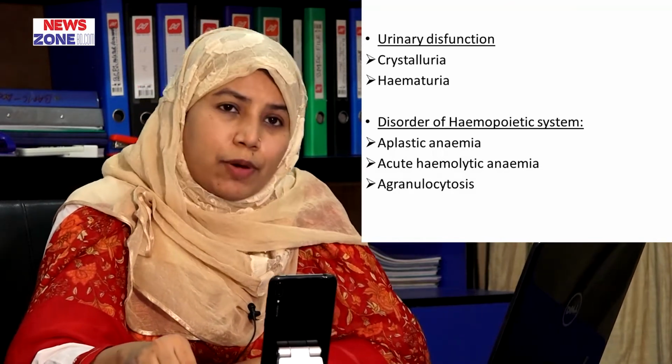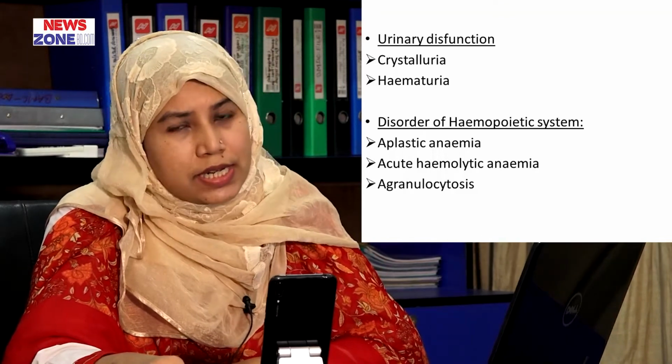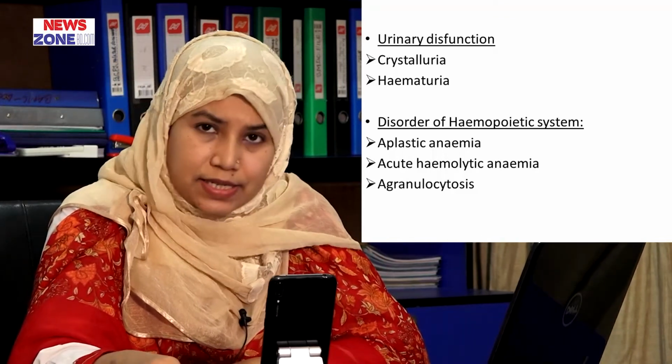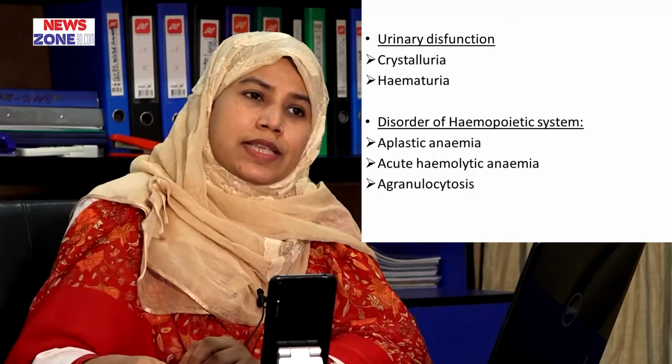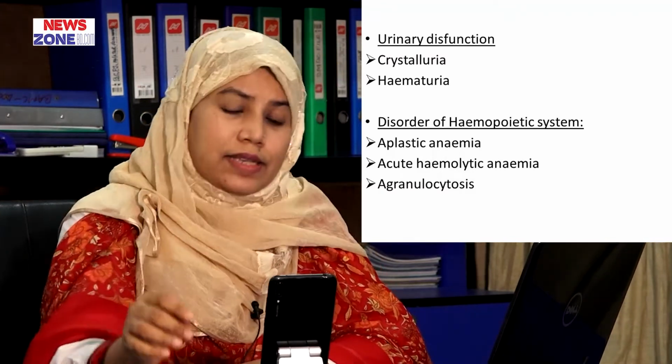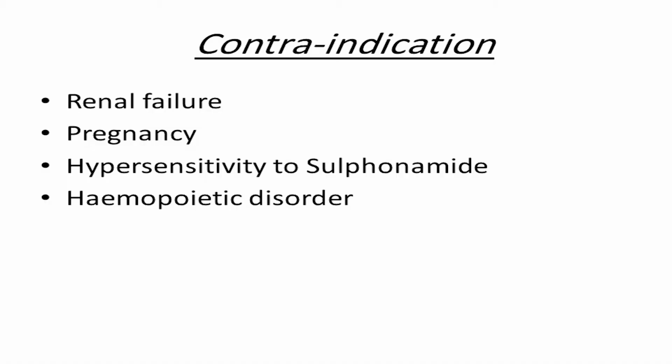Now disorders of the hemopoietic system, this is also an important adverse effect. Number 1, it is aplastic anemia. Number 2, it is acute hemolytic anemia and agranulocytosis also. Then what are the contraindications? The contraindications are patients who are already suffering from renal insufficiency, or pregnant women, or who have hypersensitivity to sulfonamide, and who already have a hemopoietic disorder. We should not give it to that type of patient.